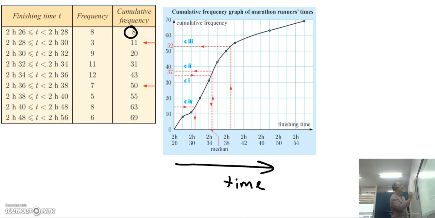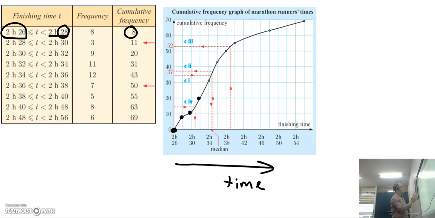So 8, I can see that there were 8 people that took about 2 hours 28. So I always put in this value. How many were less than 2 hours 26? 0. So that's my first point. And then I'll put in my points as I go through.